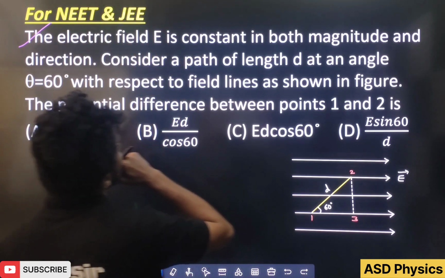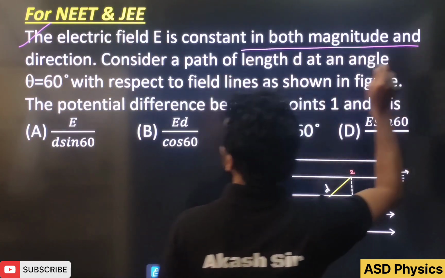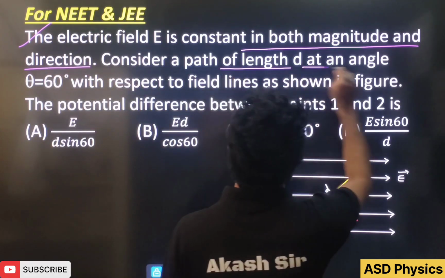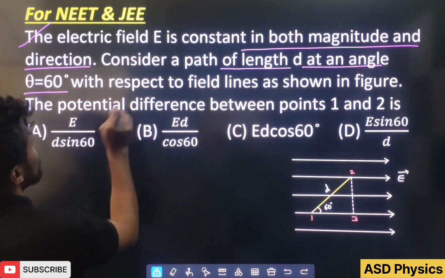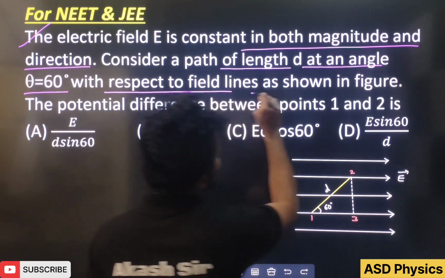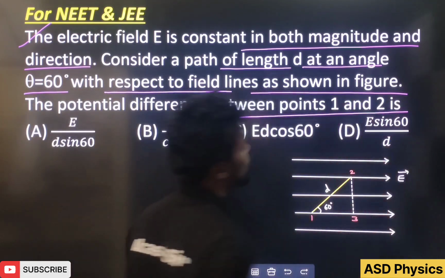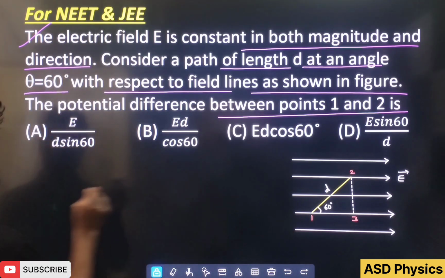See, the electric field E is constant in both magnitude and direction. Consider a path of length D at an angle of theta equal to 60 degrees with respect to the field lines as shown in the figure. The potential difference between points 1 and 2 is given by how much? Okay, so this is the diagram here.